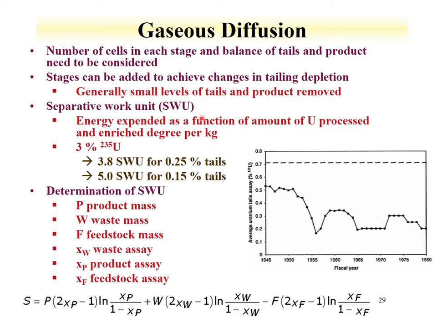A unit that's used to evaluate the relative energy for enrichment is called the separative work unit. It's the energy expended as a function of the amount of uranium processed and enriched to a degree per kilogram. So for instance, if I want to get to 3% uranium-235, if I have tails that are 0.25%, I would need 3.8 separative work units. If I have lower enrichment, I would need larger separative work units. The equation for separative work unit is listed here, and it's a function of the product mass, the waste mass, the feedstock mass, and the isotopic fractions.